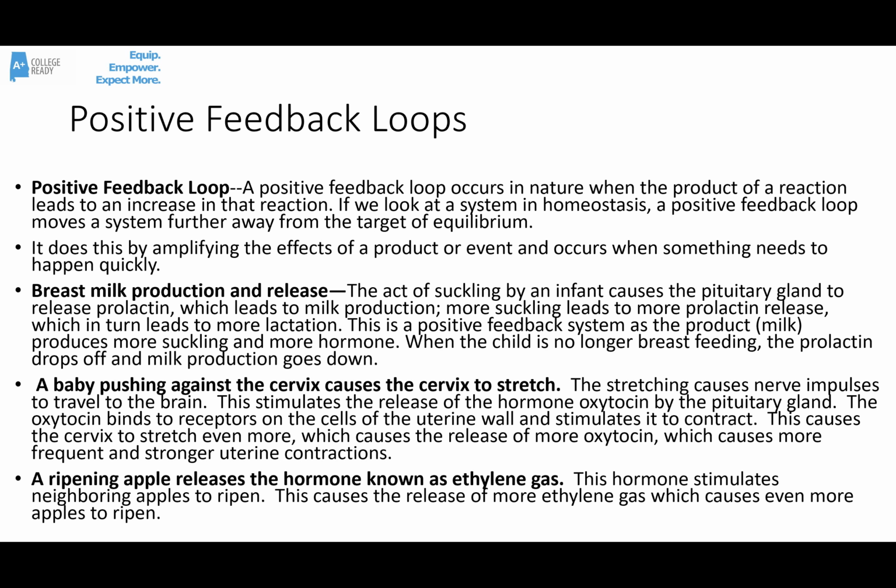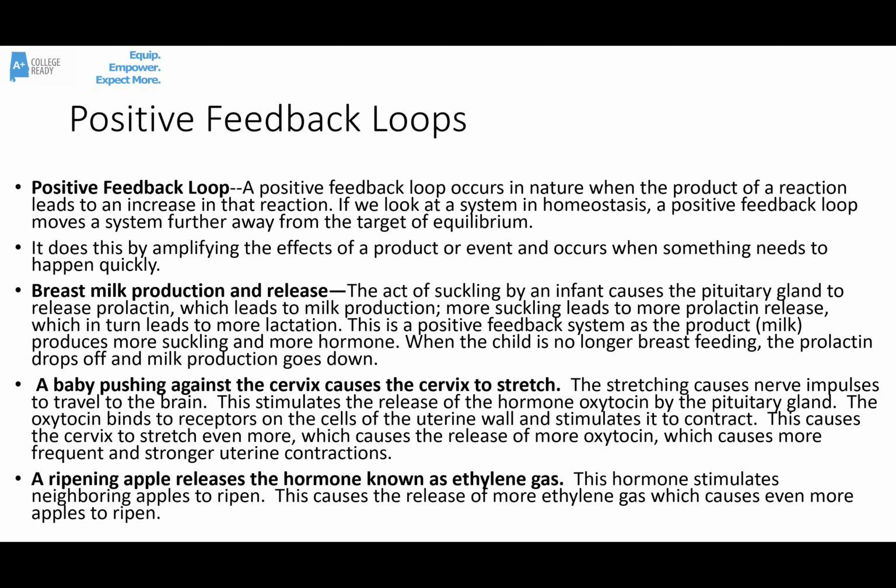So suckling acts as a stimulus that causes the production of milk. At first, there's not much made. But once the baby gets some milk, it suckles more, which causes the release of more prolactin, more milk production, more release. More suckling happens, that causes even more, and it's just a loop.